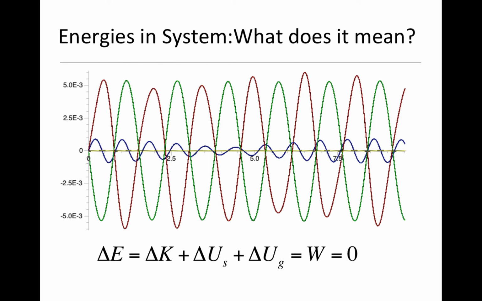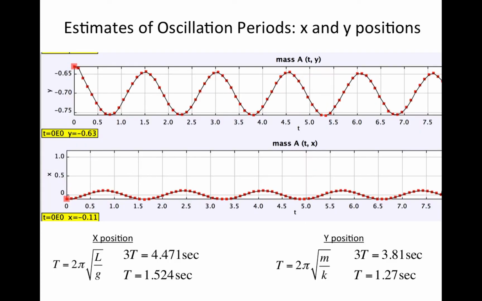Because the mass, spring, and earth are all included in the system, there are no surrounding forces and thus no work and no change in energy. Energy is conserved. When estimating the oscillation periods of the spring mass, the period is 1.524 seconds in the x position and 1.27 seconds in the y position.